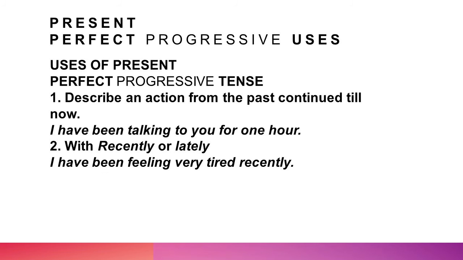The present perfect progressive tense. It is used to describe an action from the past continuing till now. I have been talking to you for 1 hour. Suppose you call a friend and you keep on talking, then you realize that it's already 1 hour since you started talking. So you tell your friend that I have been talking to you for 1 hour, which means that you're still continuing that action and it started 1 hour ago.